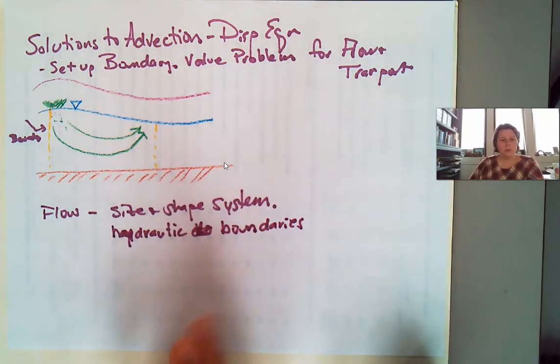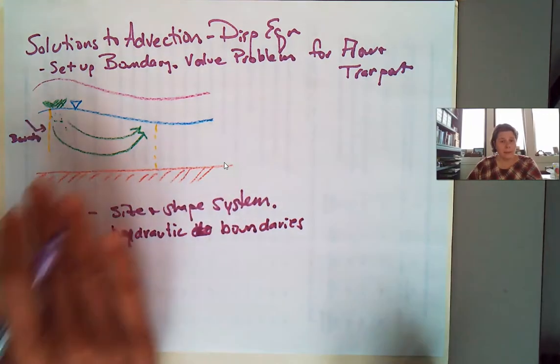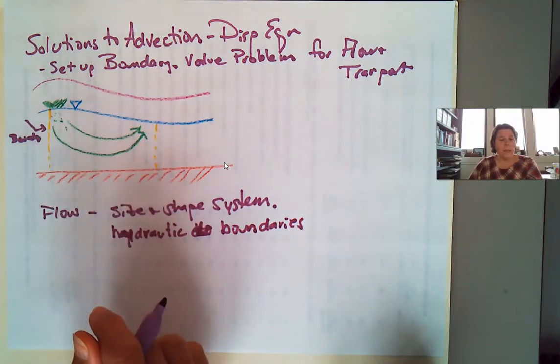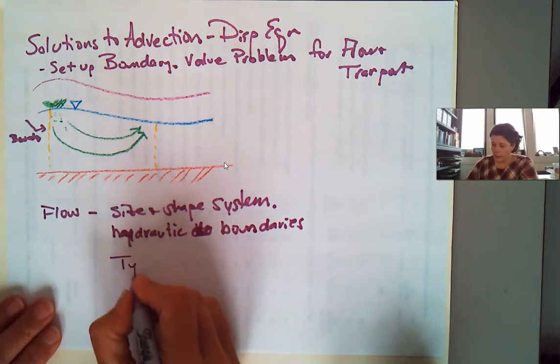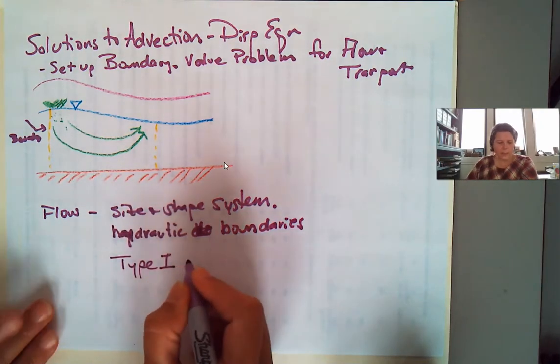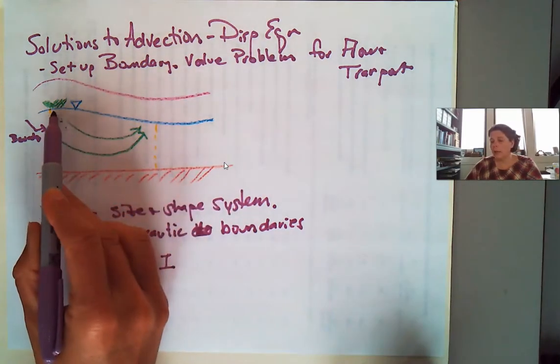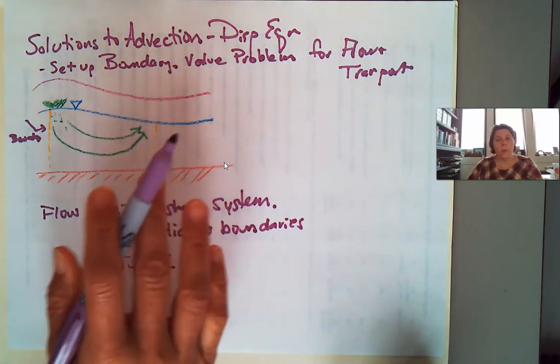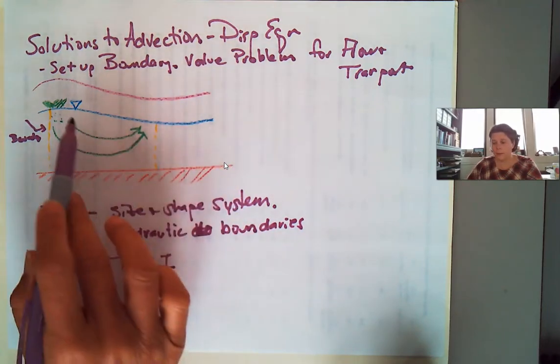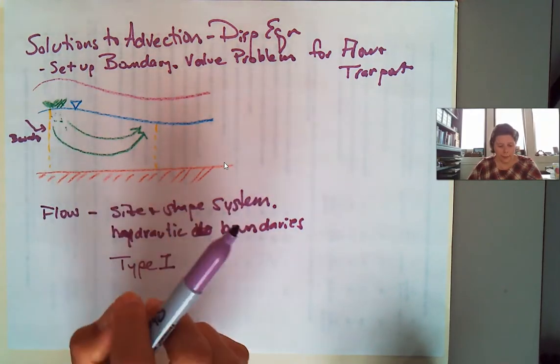We have two different types of hydrologic boundary conditions occurring in here. Type 1 is where we have a specific head, the constant head boundary. Like here, this is a constant head boundary. We know what the head is along that boundary. So this is a type 1 boundary condition.